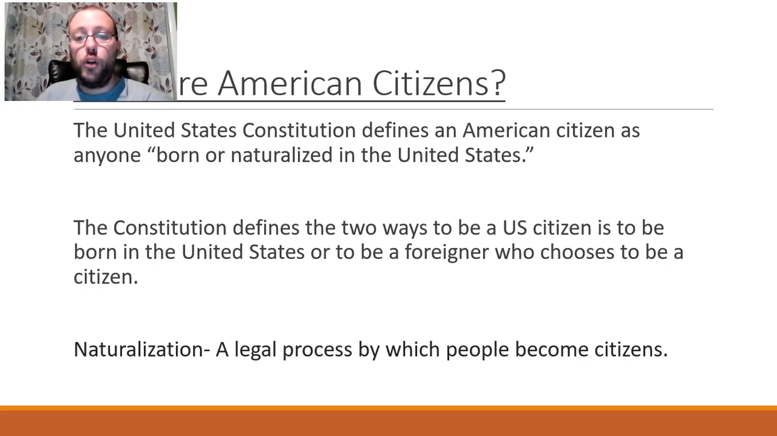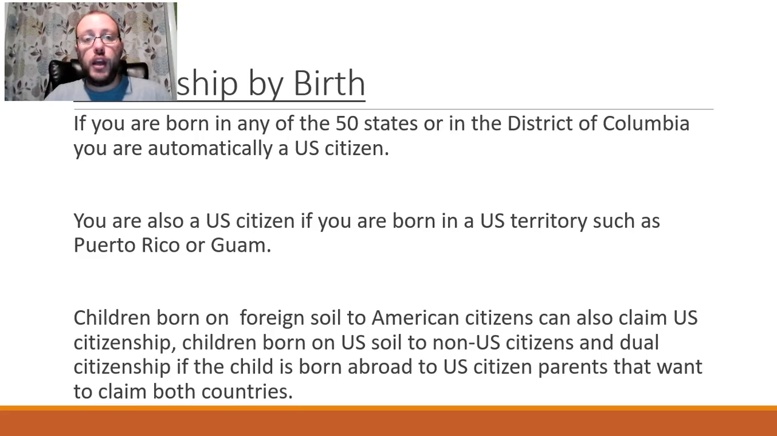Or you may be a foreigner who chooses to become a U.S. citizen. If you are from Mexico, Spain, Germany, France, or Italy and you want to become a U.S. citizen, you have to go through the process of naturalization, which is a legal process by which people become citizens. If you are born in any of the 50 states or the District of Columbia, you are automatically a U.S. citizen. This is citizenship by birth. It's pretty straightforward. Also, you are a U.S. citizen if you're born in a U.S. territory, such as Puerto Rico or Guam.